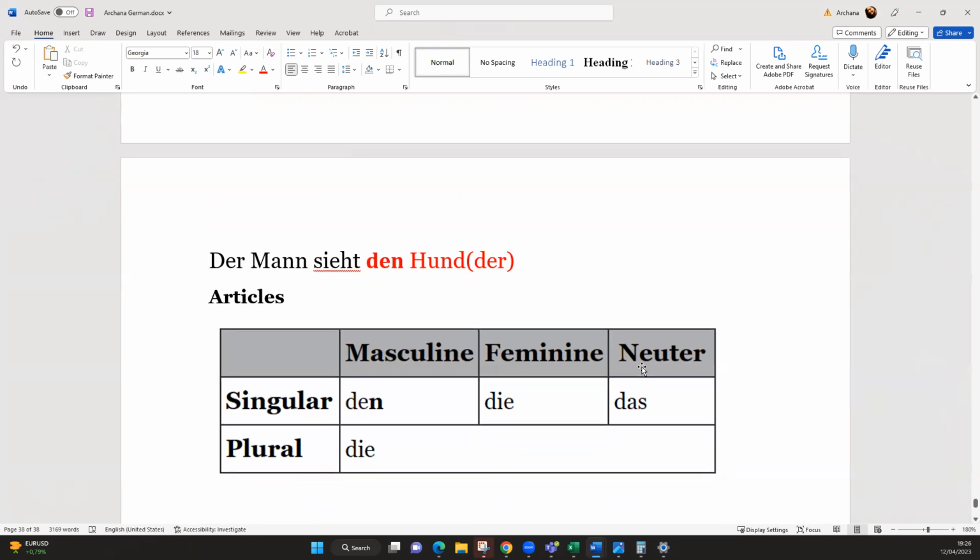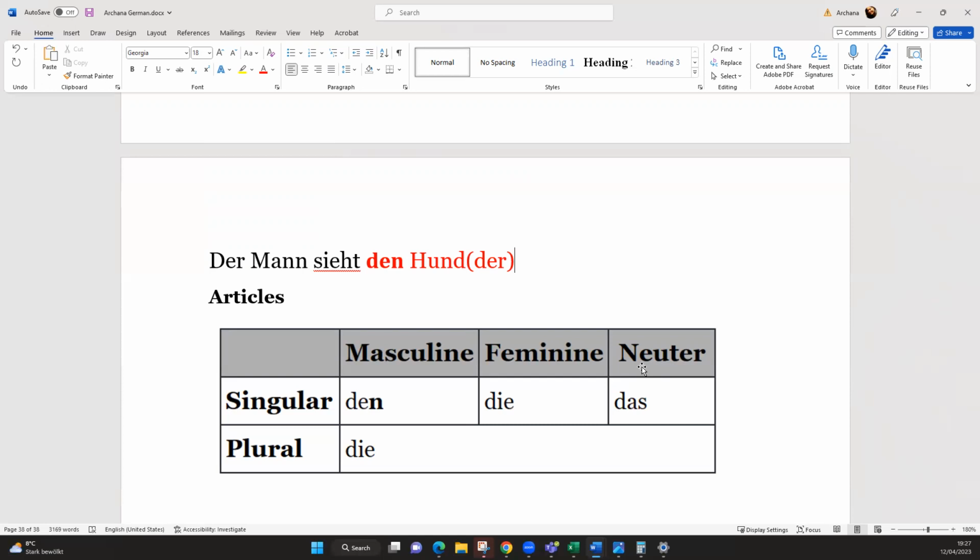For the rest, it is all okay. You always have to remember to change der to den. Der becomes den in the accusative form when it is reflecting a direct object. Like the man sees a dog. The dog is the direct object, and since Hund is masculine, the article changes to den. So: der Mann sieht den Hund.